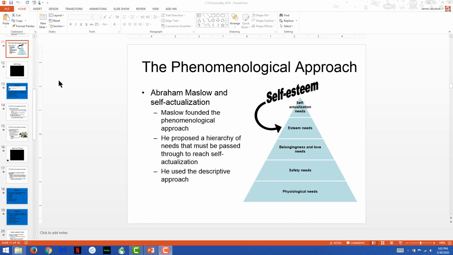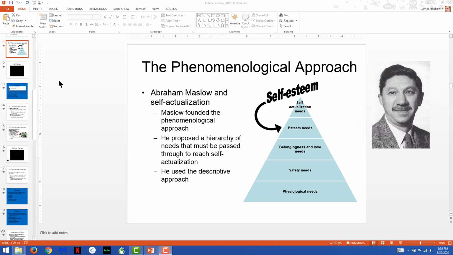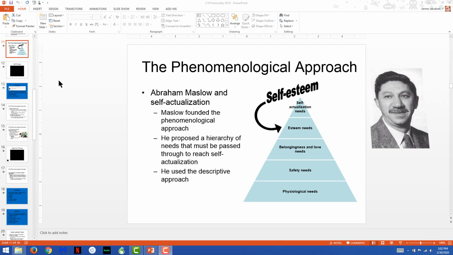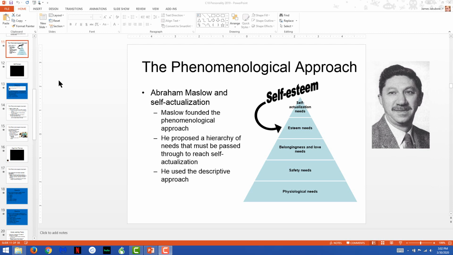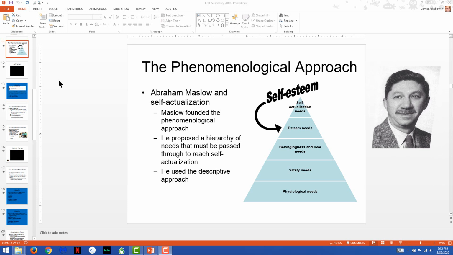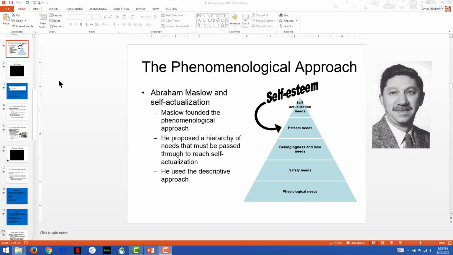The phenomenological approach is an approach to personality that was created by Abraham Maslow back in the 1950s. In fact, Abraham Maslow's primary model of the phenomenological approach of personality was represented here by the hierarchy of needs, which is probably a topic you've heard of, although you very unlikely have heard much in the way of the details of the hierarchy of needs.